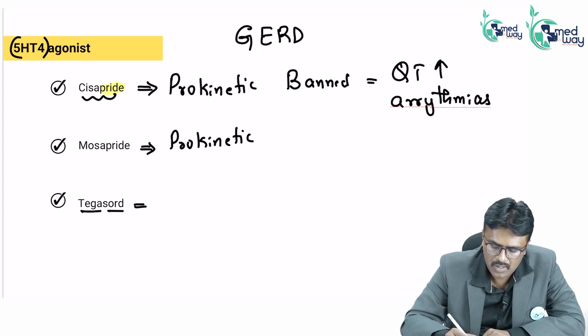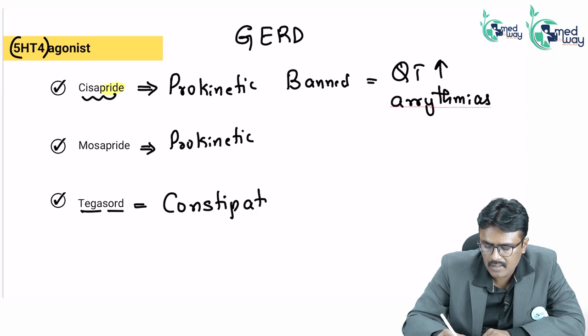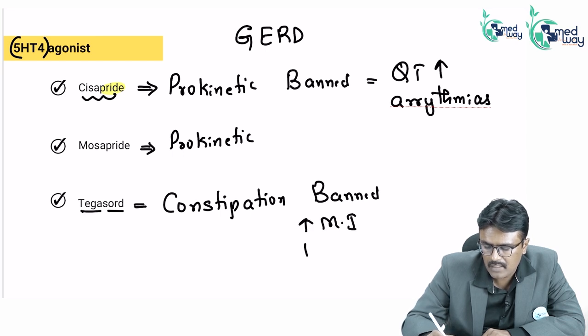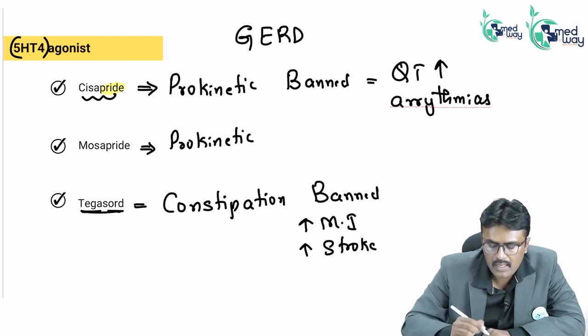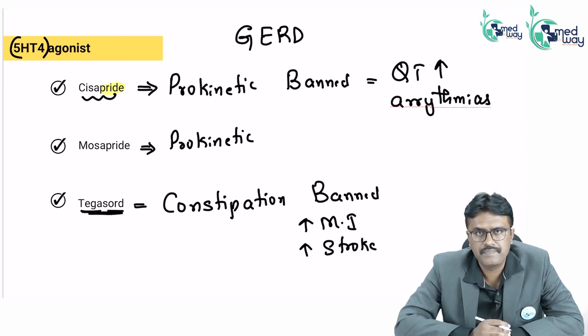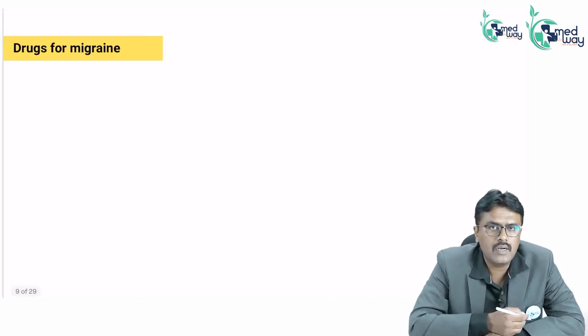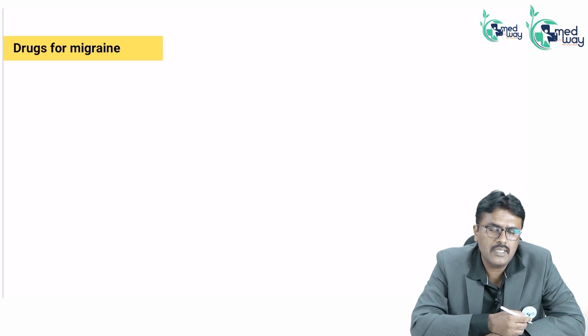It was used for constipation, but the drug was banned. The reason for banning is the patient had increased risk of MI and increased risk of stroke. The drug is banned. The name is called tegaserod. Now that is what you need to remember in serotonin pharmacology: what are the drugs for 5-HT1, 5-HT2, 5-HT3 and 5-HT4.